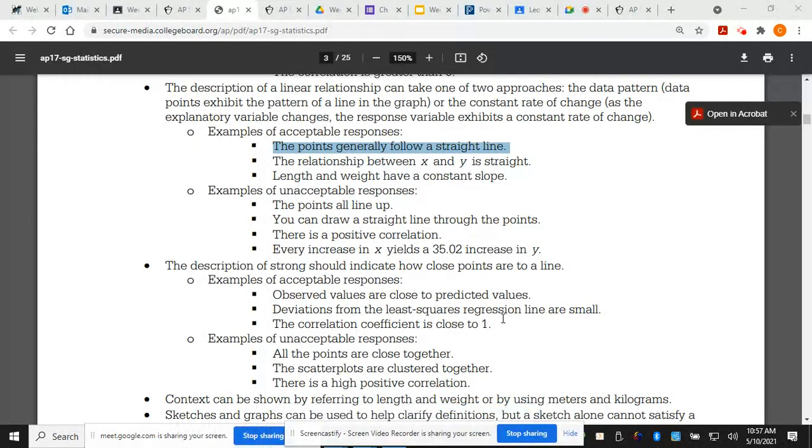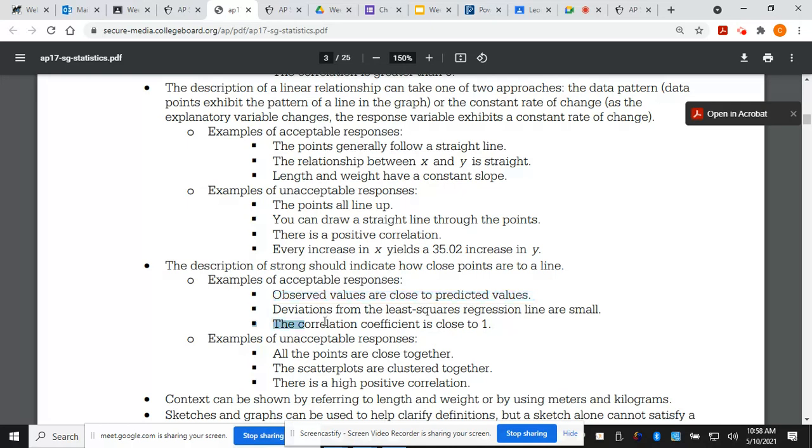Strong, I thought was another one. I think this is your best answer: strong would be what we predicted was close to what actually happened. I think that is your best bet for what strong would be in this problem. But I always explain it as how close the points are together. And they said they wouldn't accept that, but they would expect deviations from the least squares regression line are small. So they were kind of picky with this problem.